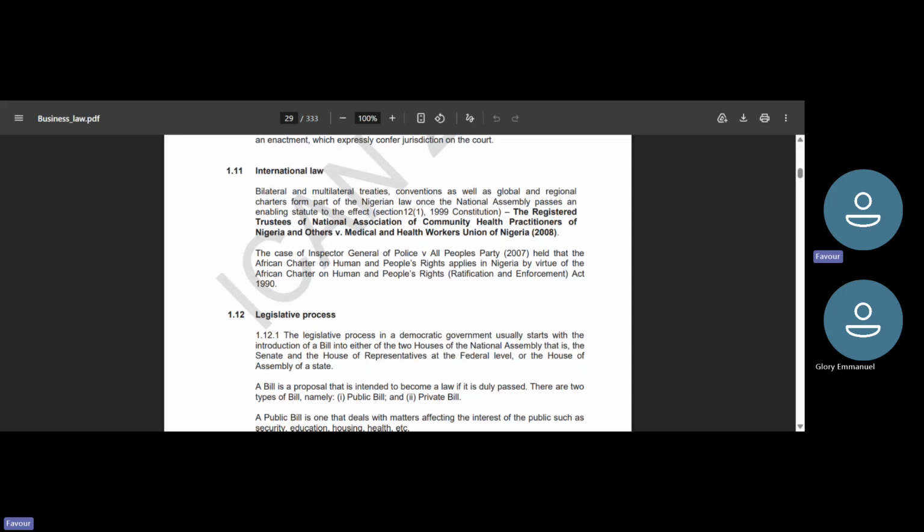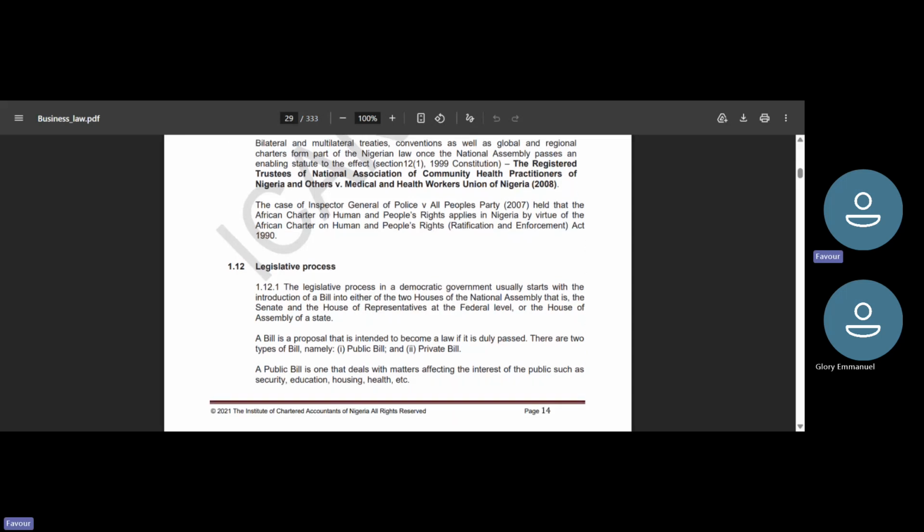So the case of Inspector General of Police versus the All People's Party, 2007, held that the African Charter on Human and Peoples' Rights applies in Nigeria by virtue of the African Charter on Human and Peoples' Rights (Ratification and Enforcement) Act, 1990. So what basically happened was that this African Charter was passed, ratified and enforced in Nigeria. As such, it applies, can be enforced in Nigeria and forms part of the Nigerian law, right?